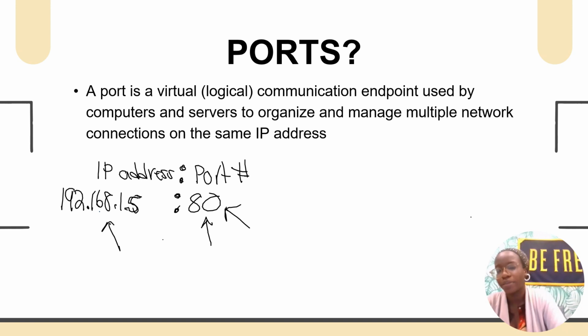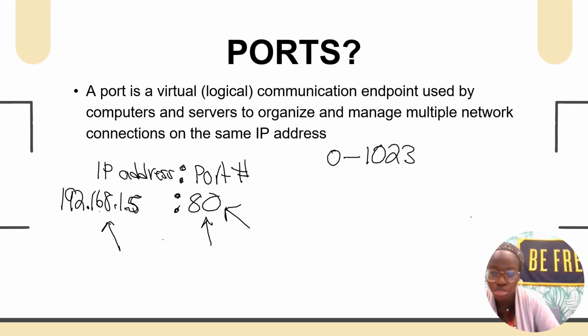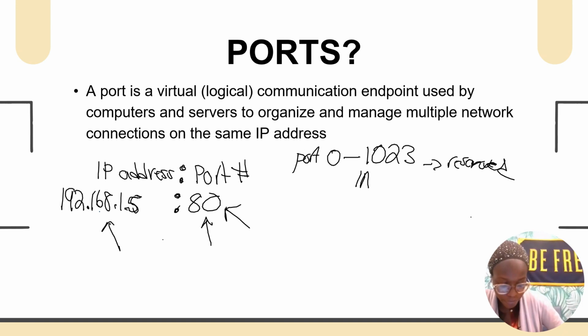Now, one last thing I believe that I need to tell you about ports. There are 3 main port ranges, and each of those port ranges has a different purpose. So if we start with port 0 to 1023, these are well-known ports. These ports are reserved. Specifically, they are reserved by IANA, the Internet Assigned Numbers Authority. And these are for standardized ports.